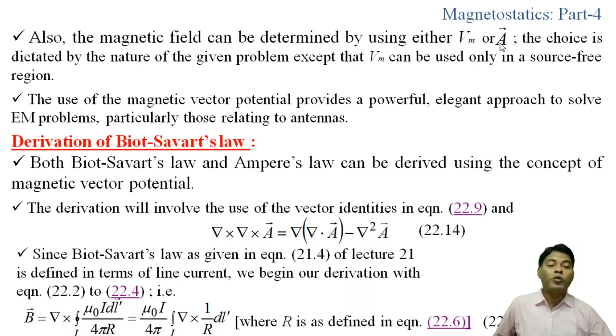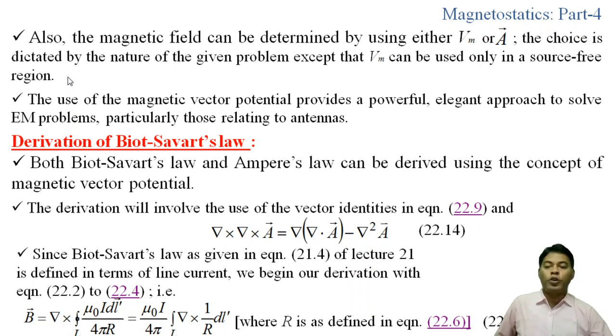So when we use Vm and where we are going to use A depends on the choice, which is dictated by the nature of the given problem, except that Vm can be used only in a source-free region. Now one part of our lecture is complete, that is the calculation of the magnetic vector potential.